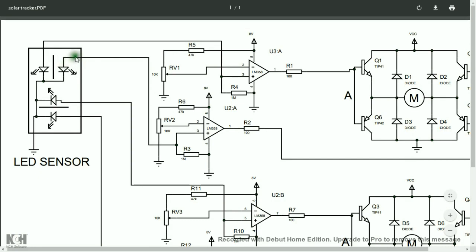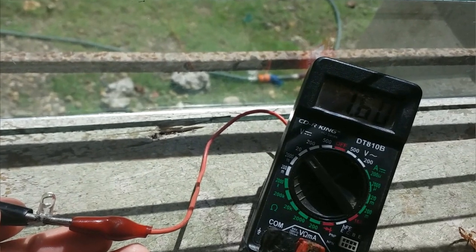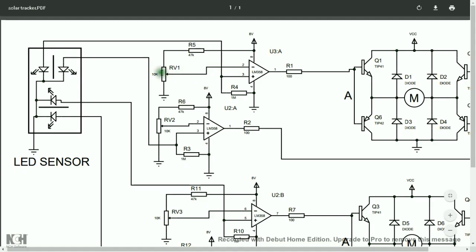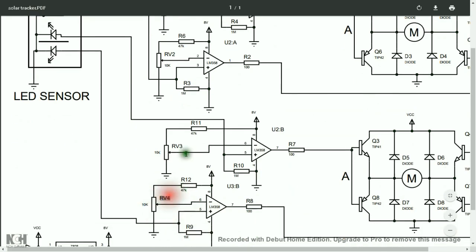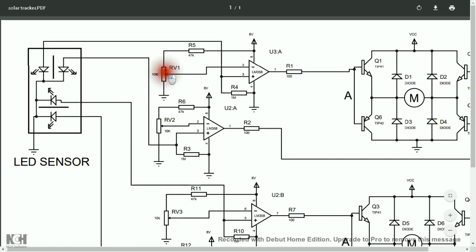Every positive of the LEDs is connected to the non-inverting input of the comparator. We can set the threshold voltage at the inverting input. In our case, we need a threshold voltage below 1.6 volts because remember, the maximum output of the green LED is 1.6 volts. These four trim pots here are responsible for adjusting the threshold voltage. It can be adjusted from 0 to 1.4 volts. In this way, we can adjust the sensitivity of each LED. Now, when an LED is generating voltage greater than the threshold voltage, this output will go high, and it is fed to the H-bridge.